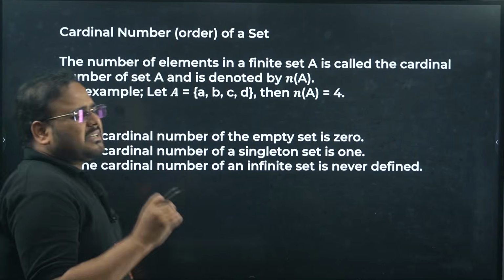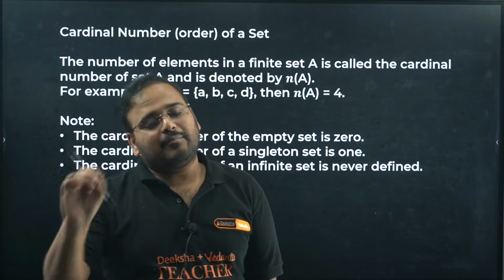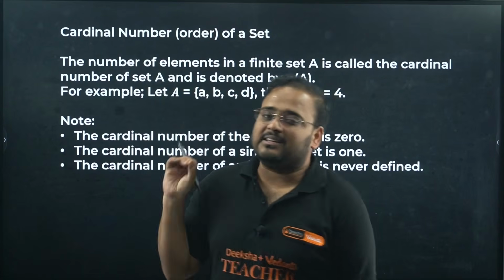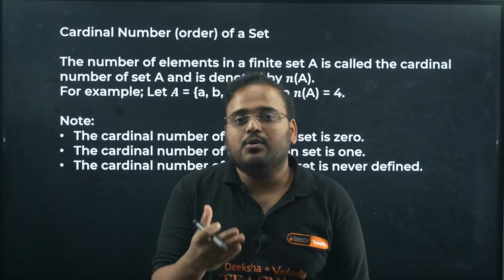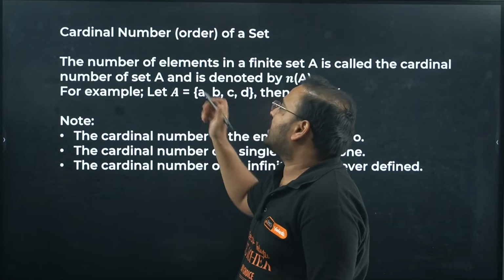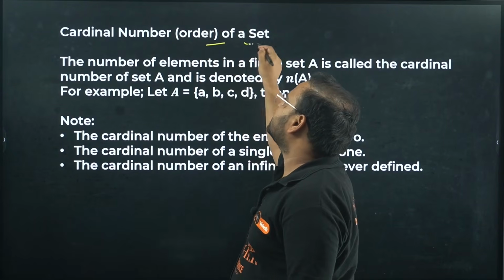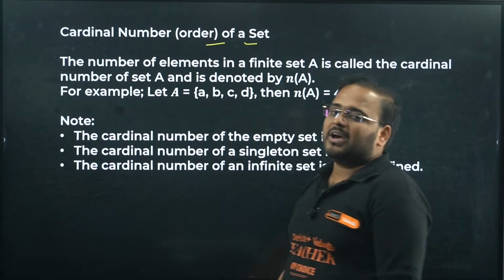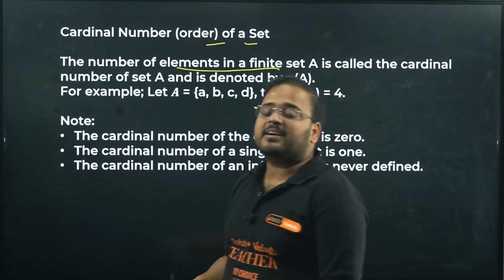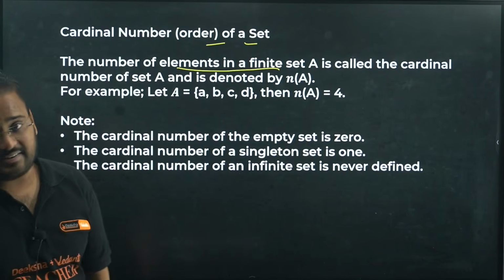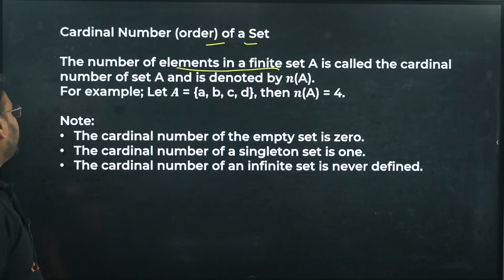Cardinal number. Cardinal number is as simple as it gets. The number of elements in a set is called the cardinal number. I think I have used it on multiple occasions in our previous classes also in our PU2 syllabus. So cardinal number is simply the order of a set, or basically the number of elements in a finite set. Because of course you cannot define the number of elements in an infinite set, right? Examples are written over here.